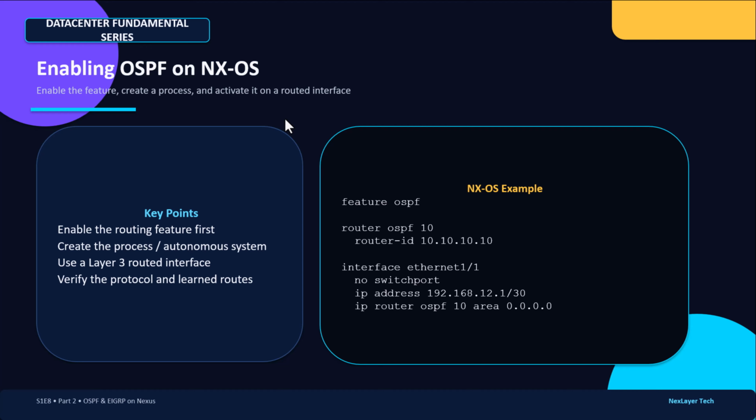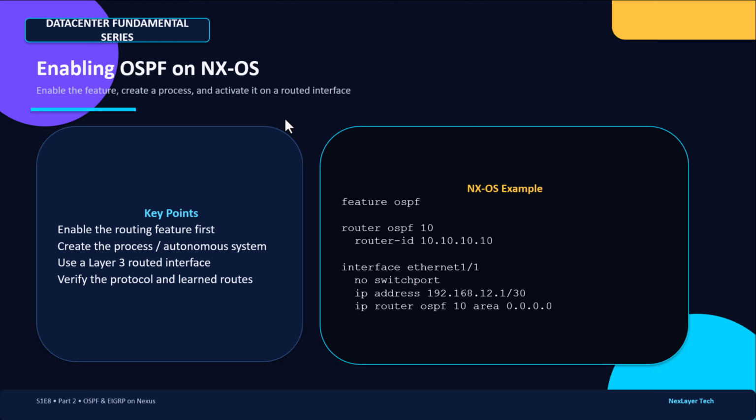Next, we configure the layer 3 interface. For example, interface Ethernet 1/1, no switchport, ip address 192.168.12.1/30, ip router ospf 10 area 0.0.0.0. The no switchport command changed the interface from a layer 2 switch port into a layer 3 routed interface. The ip router ospf command enables OSPF process 10 on this interface and places it inside area 0.